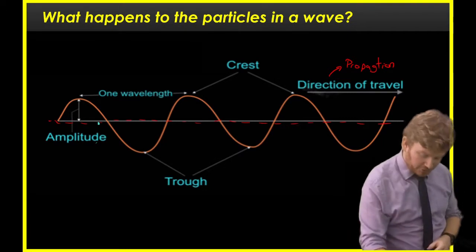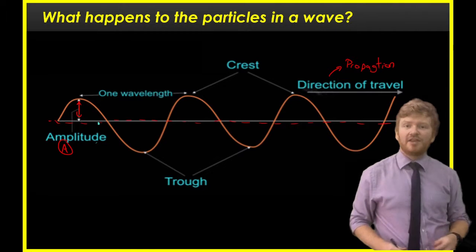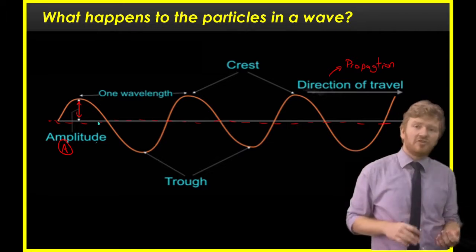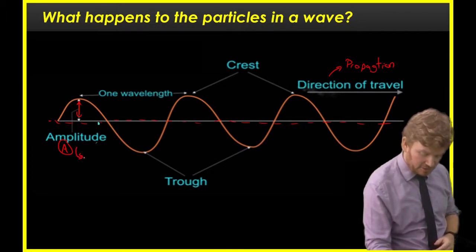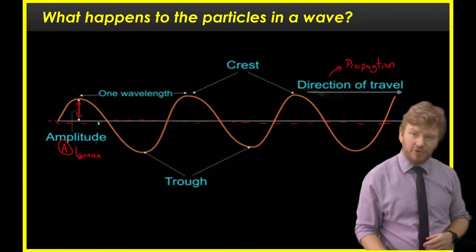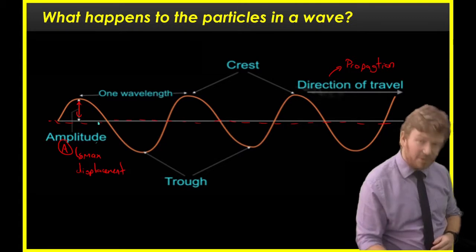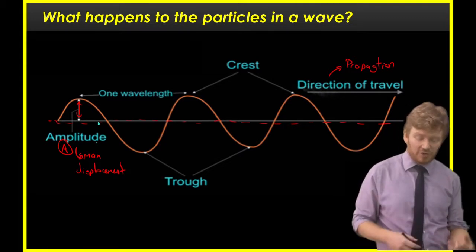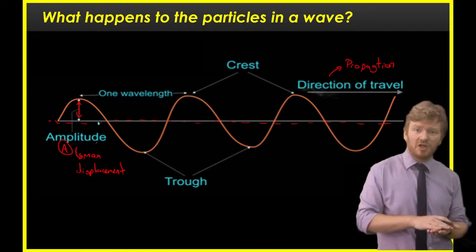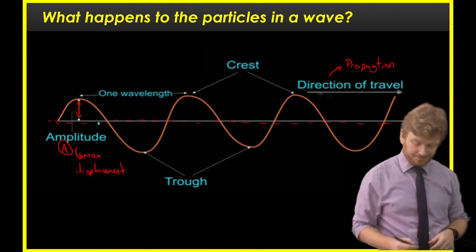The amplitude here, which we usually give the symbol A to, that's the physical distance that the wave moves, the maximum distance that we see it moving. But rather than using the word distance, I'm going to use the word displacement. If you remember back to when we did vectors, displacement is distance in a direction. So in a wave, we have displacement away from the relaxed point, the zero point.